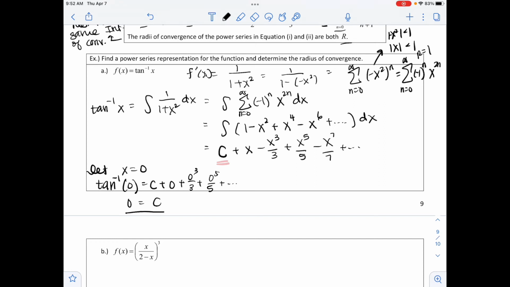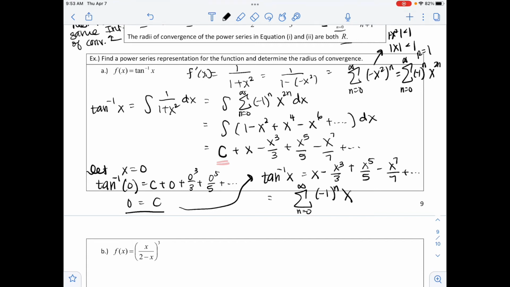And so from here, we would say that tangent inverse of x is equal to x minus x cubed over 3 plus x to the 5th over 5 minus x to the 7th over 7, and so on, which would be equal to the sum from n equals 0 to infinity of negative 1 to the nth power x to the 2n plus 1 divided by 2n plus 1. And this would be our power series representation for the function f of x equals tangent inverse of x.